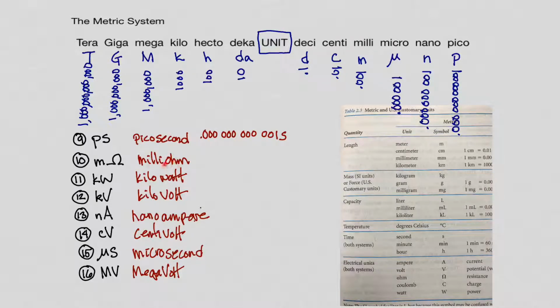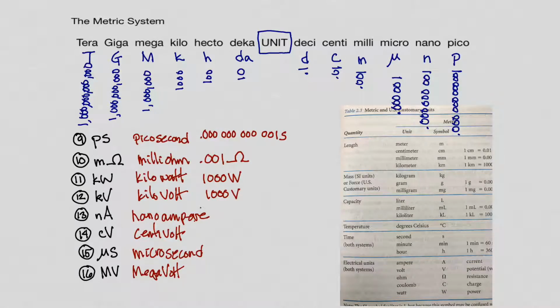Now, a milliohm. A milli, that's 2 zeros and a 1. So when we write this, we're going to write 0.1, 2 zeros and a 1, and then the ohm. There's our omega for the ohm. And now a kilowatt. A kilo is right here. That's a 1 followed by 3 zeros. So that's going to be 1,000 watts. A kilovolt, 1,000 V for volts.